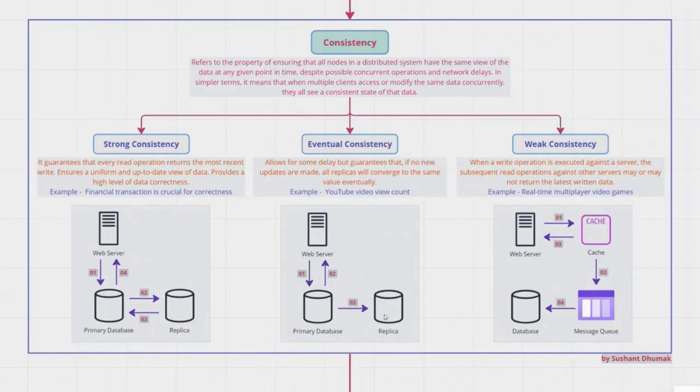But as the primary database is, behind the scenes, copying that information to the replicas, after some time the replica will have the latest data. That's why it is called eventual consistency. This is over a period of time. Maybe it may not take much time. Here I have given an example of a YouTube video view count.